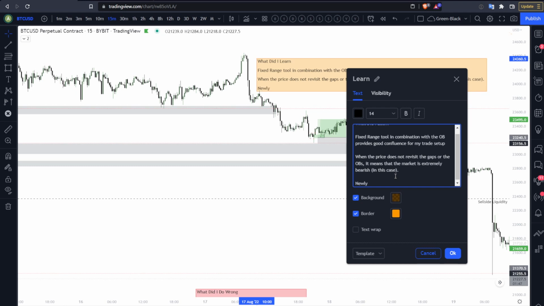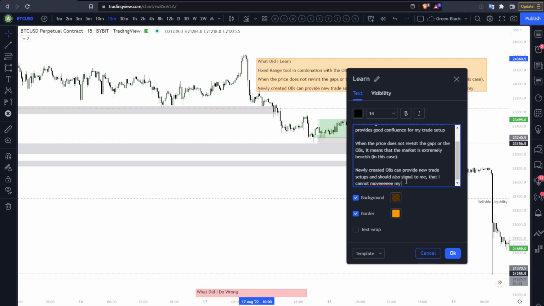Newly created order blocks can provide new trade setups and should also signal to me that I cannot move my stop loss to break even if the order block remains unmitigated.